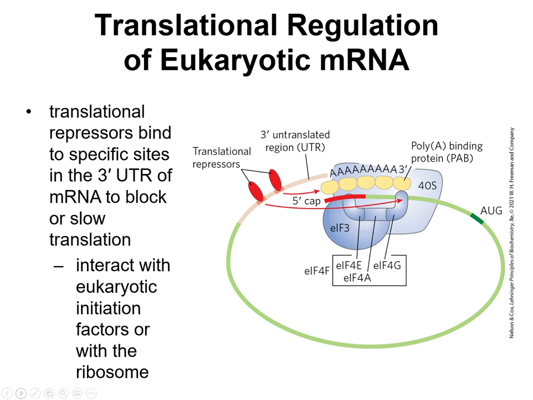So first, let's talk about the UTR and what happens there. Repressors can bind to specific sites in that 3' UTR, and that will block or slow translation. What happens is these repressors will interrupt the association of the mRNA with the different factors, either the 5' cap or with the poly A binding protein, with EIF4F and 4G. Pretty much anything that you can imagine, there's some kind of a repressor for that, okay?